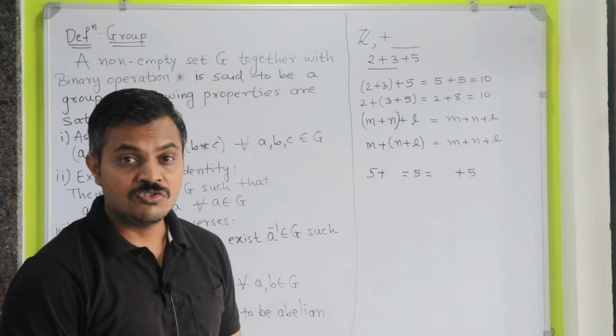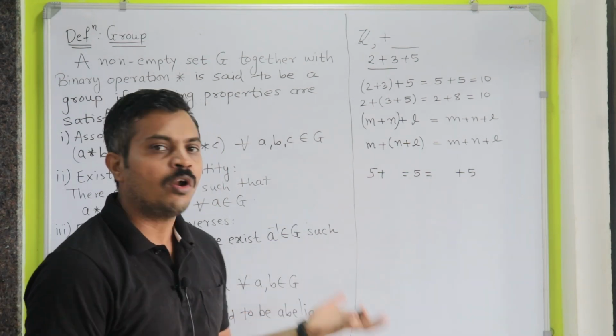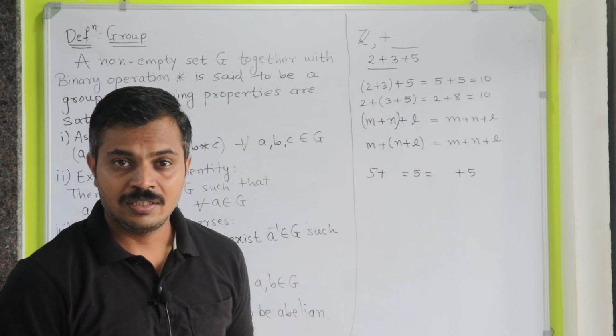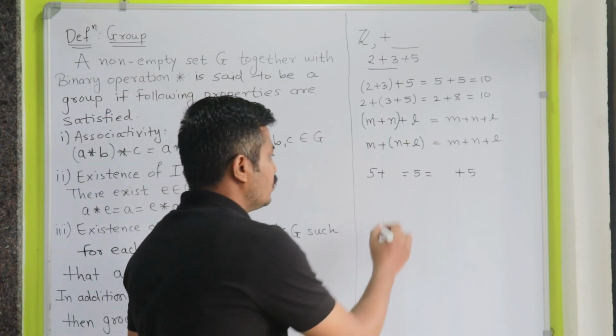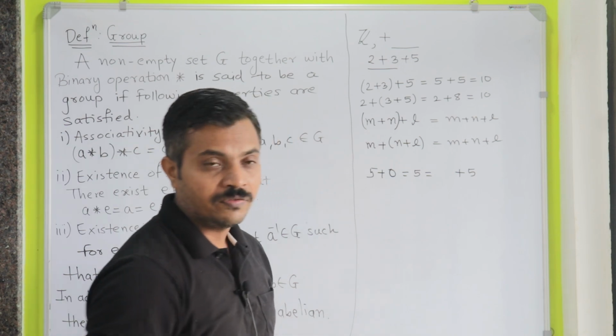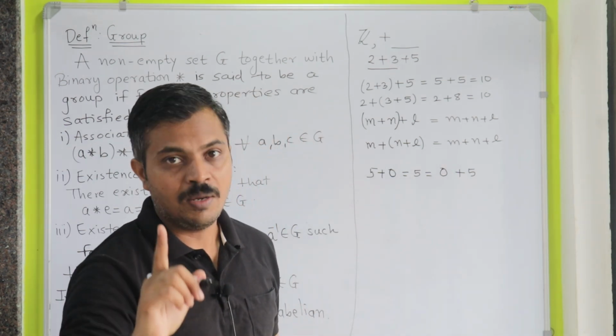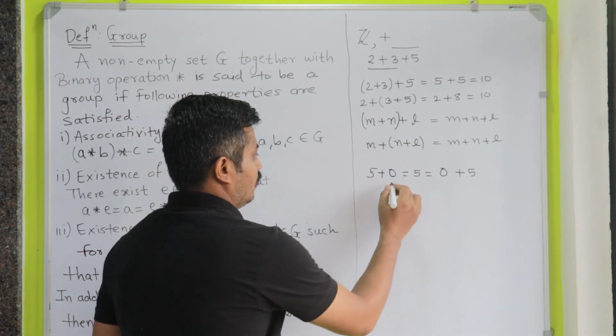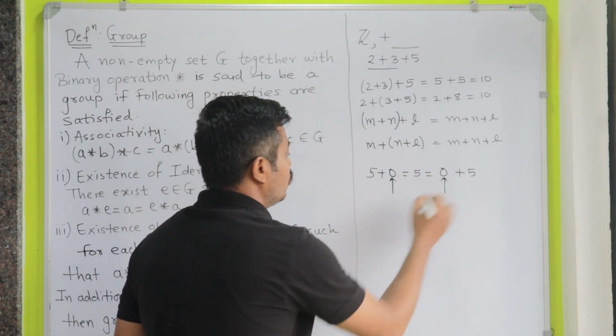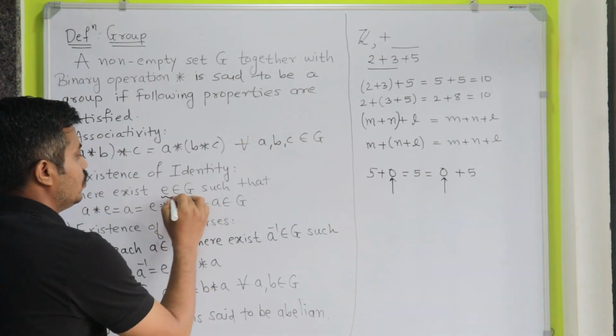So can you guess which is that element? 5 plus what is equal to 5? That's exactly 0, right? So if you add 0 to 5, we get 5, and this is further equal to 0 plus 5. But remember, this element should be a member of what? G.